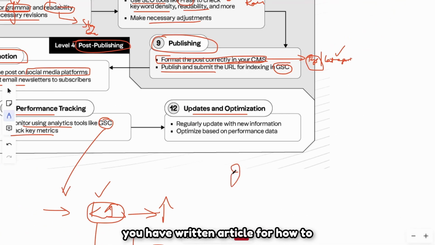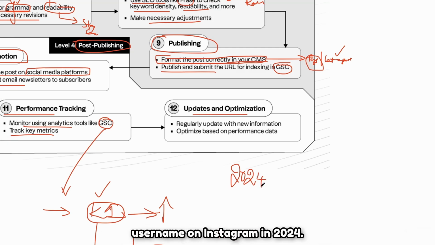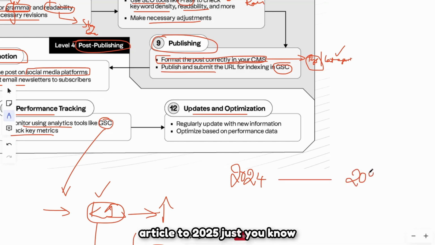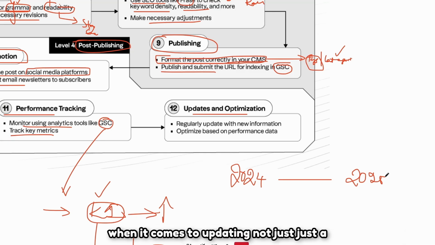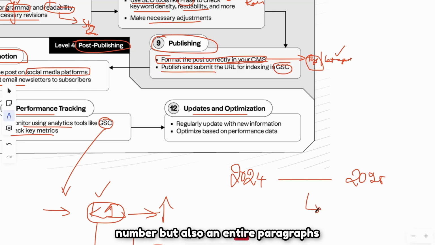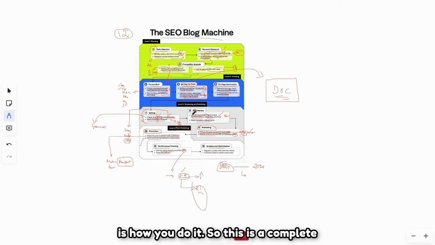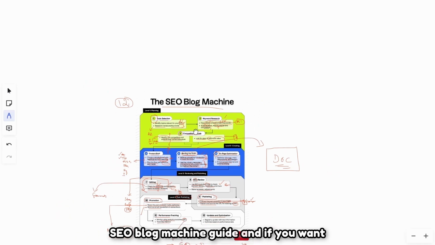So let's say you have written an article on how to change your username on Instagram in 2024. Then you need to update the article to 2025. Note that when it comes to updating, it's not just a number, but also an entire paragraph or some paragraphs, which shouldn't be identical to the previous blog. So that is how you do it. So this is a complete SEO blog mission guide.